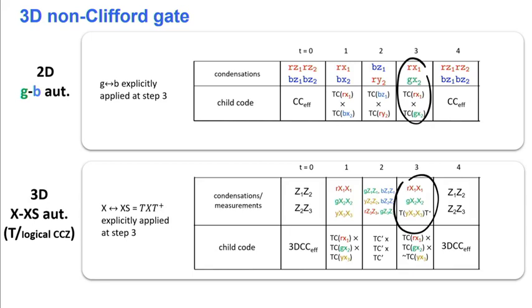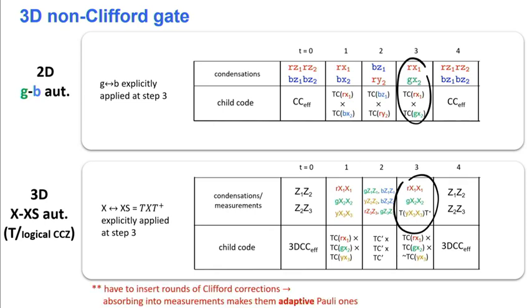In three dimensions, we want to implement a non-Clifford gate that is equivalent to the on-site action of a non-Clifford unitary T, which, this is a technical detail, actually only acts on the third layer. So we want to achieve the same action as a transversal T. For this, we start with a sequence that implements an identity gate, a trivial automorphism, and we take step three and conjugate those measurements by T gates, and we effectively, instead of XX, we measure XS, which is a Clifford measurement.